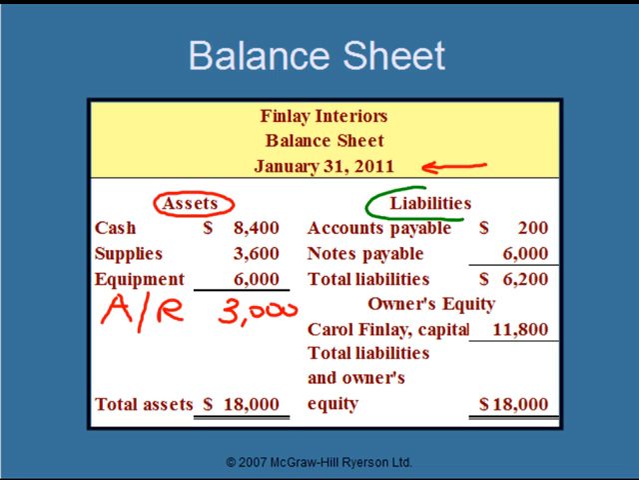The next section on this balance sheet is the liabilities. Liabilities are debts. Examples of debts would be accounts payable, notes payable, mortgages payable. The most common ones are accounts payable and notes payable. An accounts payable occurs when a company purchases something and doesn't pay for it right away. So with accounts payable, we're usually given about 30 days to pay for something that we've purchased. So the $200 represents things that we've purchased but we haven't paid for yet.